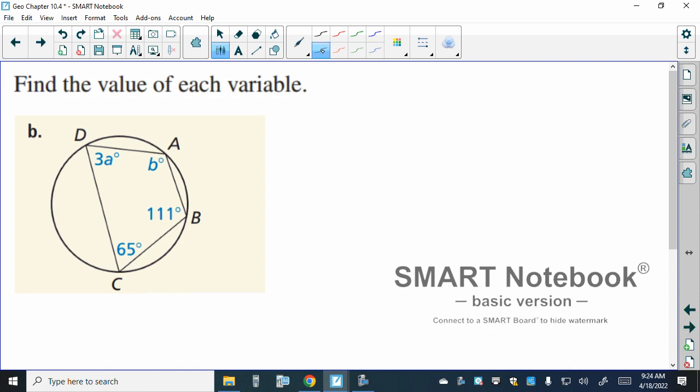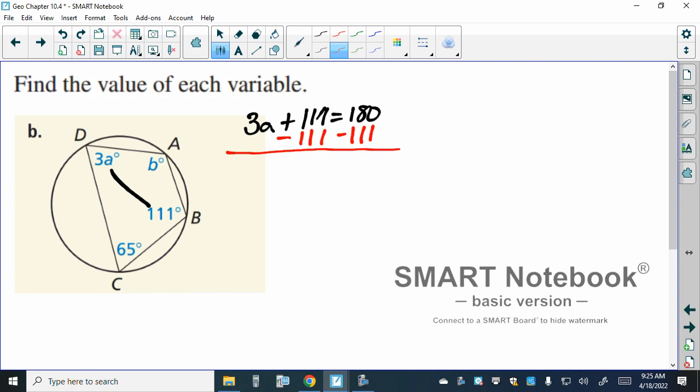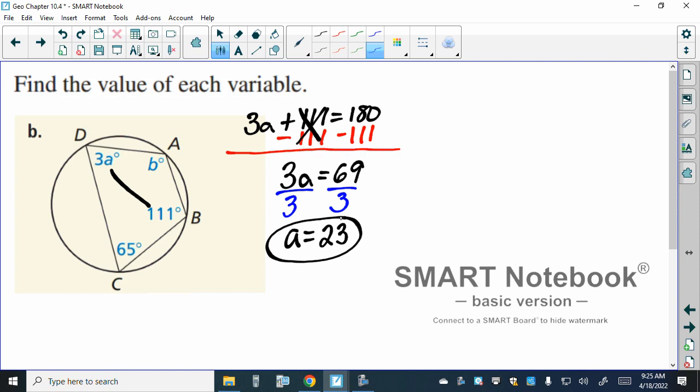Do we want to solve for A or B first? A. So what do we know about 3A and 111? So they add together to be 180. What can we do first? We can subtract 111 from both sides. These will simplify to 0, telling us that 3A is equal to 69. And then we would divide by 3, and A should be 23.